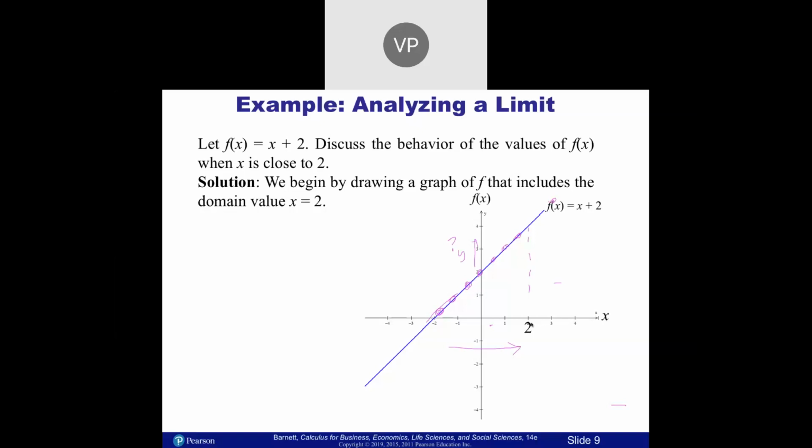And then at the same time, when you're coming in from the higher x values, you're getting all these points over here. What are they approaching? What point are you converging to? And that's the question right there. That's the limit we're trying to find.